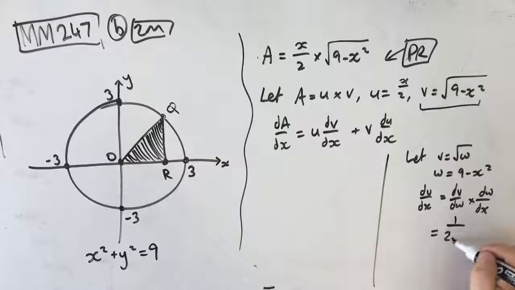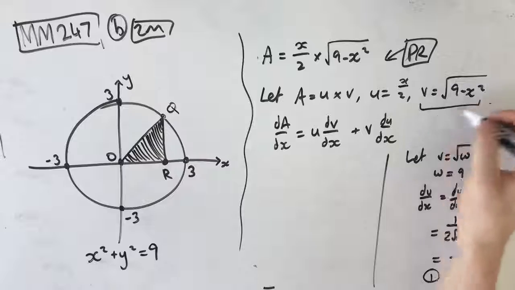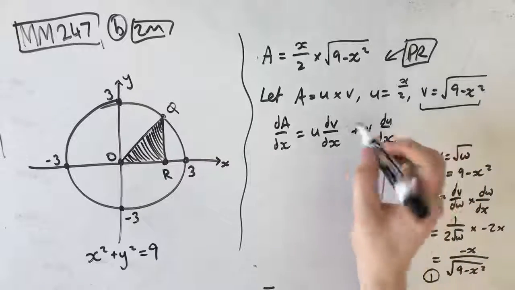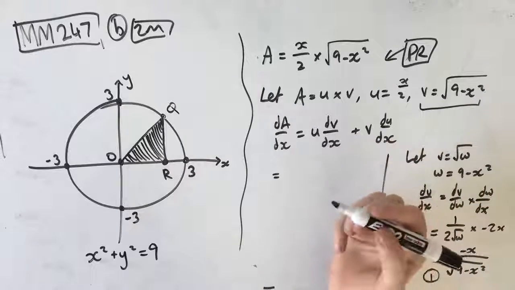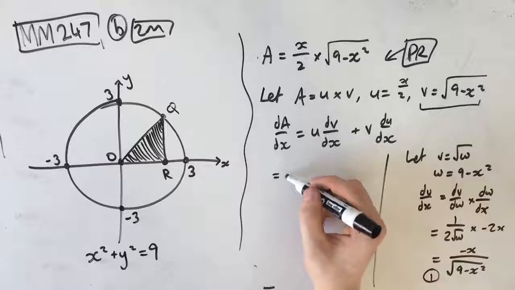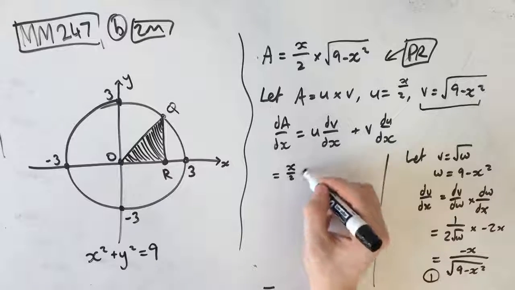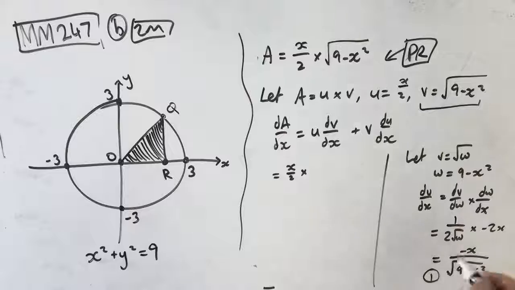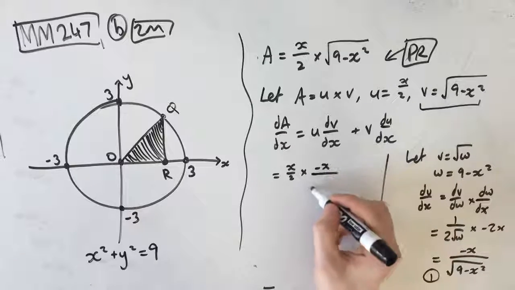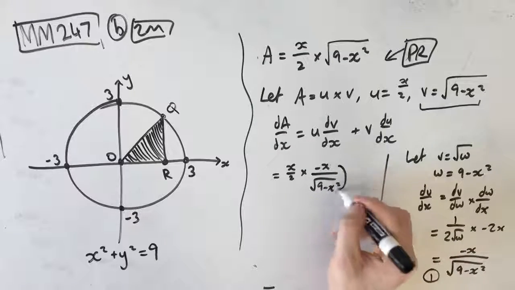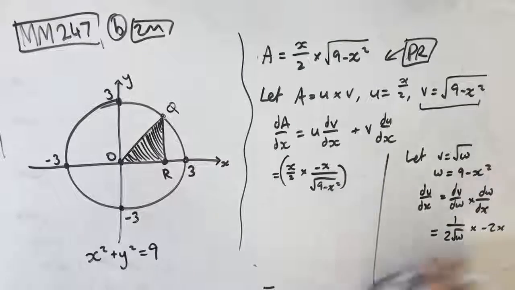which is 1 over 2 root w times negative 2x. So then we end up with negative x over root 9 take x squared. Awesome. So this is our first mark, finding dv dx. So now that we've found that, we can actually come back to here. So dA dx is equal to u, which is x on 2, times dv dx, which is this one down here. So negative x over root 9 take x squared. Let's get rid of that.